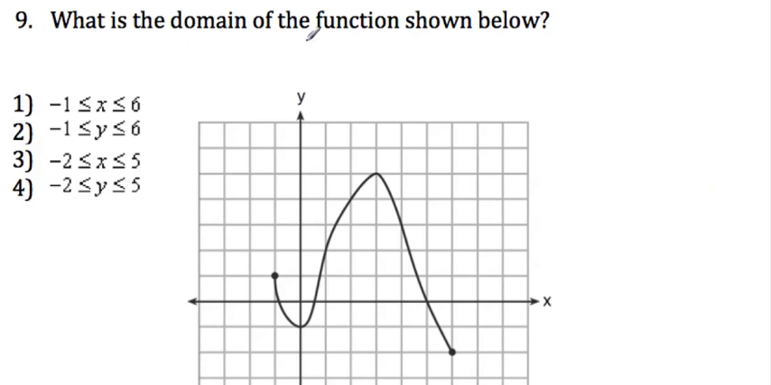Number 9, what is the domain of the function? When they say domain, we're talking about the x value. So I want you to look at what is the least x value that we have in this graph. It goes down right over here, which is -1. What's the maximum x value that we have? Way up here, which is 1, 2, 3, 4, 5, 6. So our domain goes from -1 through 6 inclusive, because as you can see, it's a closed circle. We have two y values, but domain is all about x, so our answer will be choice 1.